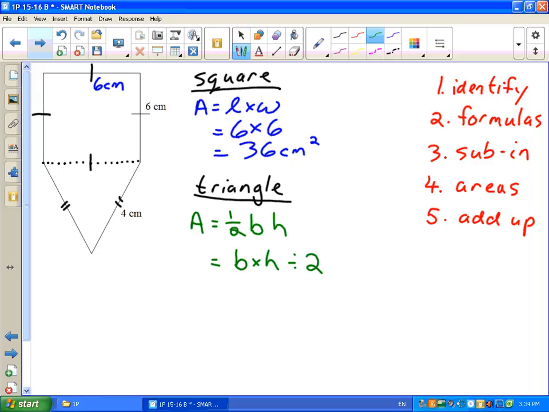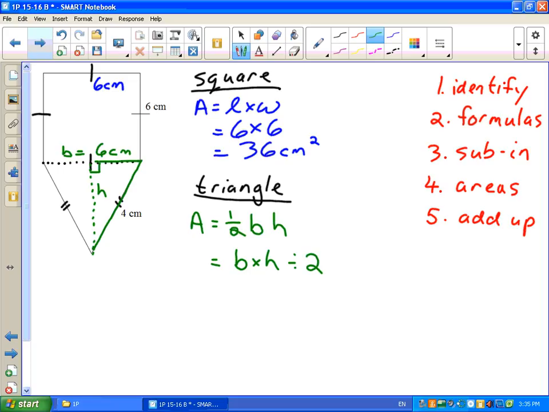Area is 1/2 base times height. Okay, my triangle is upside down, so my base is along here. I know this is going to be 6 centimeters because that top thing is a square. My height is from the base all the way up to the vertex there. Now this gives us a bit of a problem because we don't know what the height is. We're not told this. But by putting that dotted line in there, I have made a little right angle triangle with my height, this length along here, and this side here that is on an angle, the 4 centimeters. I can use that right angle triangle to figure out what the height is.